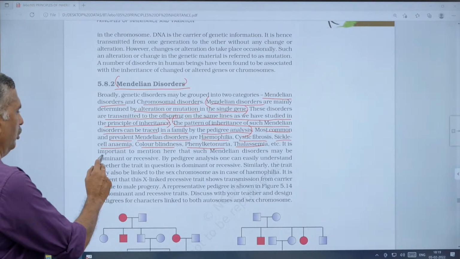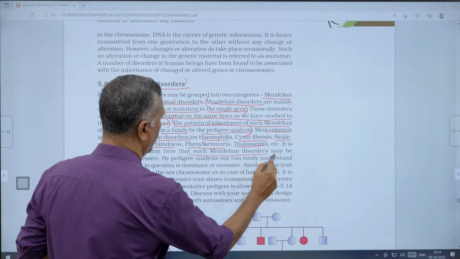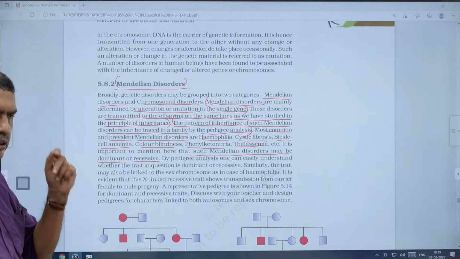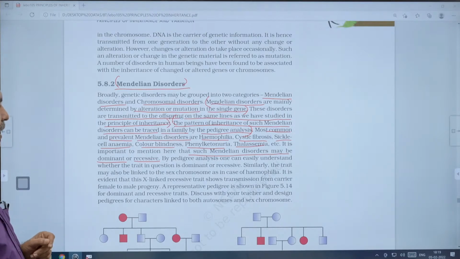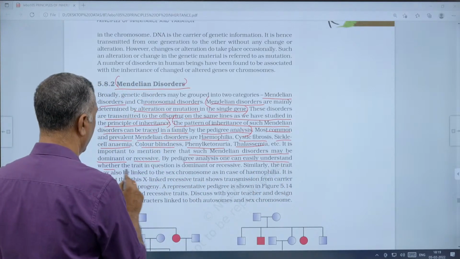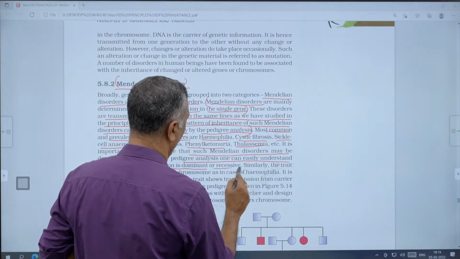It is important to mention that such Mendelian disorders may be dominant or recessive, depending on whether dominant alleles or recessive alleles are involved. By pedigree analysis, one can easily understand whether the trait in question is either dominant or recessive.